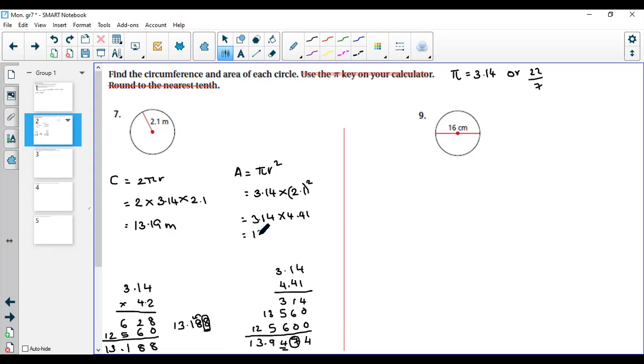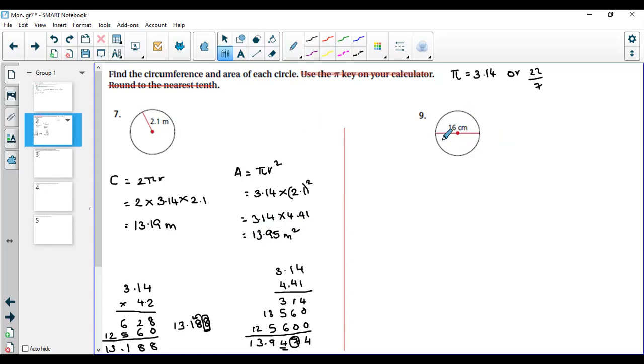So your answer is going to be 13.95 square meter, or you can still round this. As you can see, this is equal to 5. So either you leave it as 13.9 or you write 13.95. That's all right. Let's do question number 9.